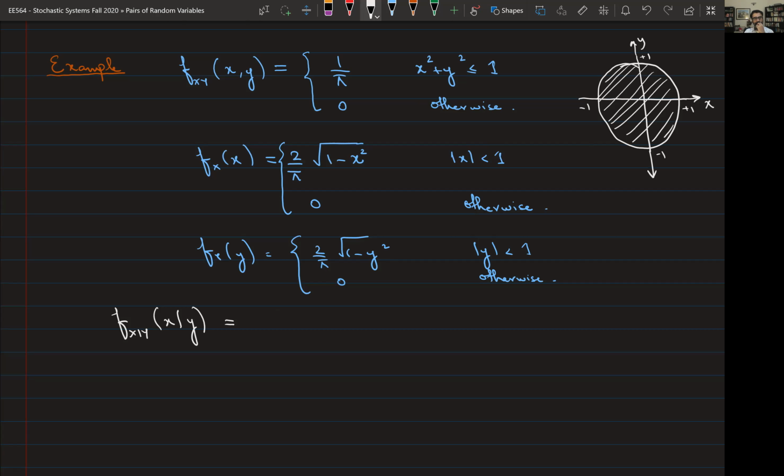Okay, Mohsen, go ahead. So joint PDF over the marginalized PDF of Y. The expression is written, but zero isn't being handled, sir. Right, so this is f_XY(x,y) divided by f_Y(y).